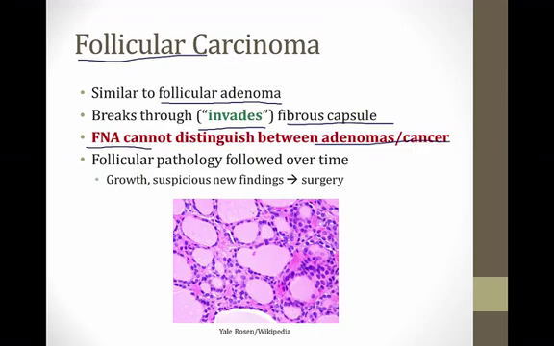So as I told you a few slides ago, if you do an FNA biopsy and you see the presence of follicles, like I've shown on the screen here, what you have to do in that case is follow the patient closely over time. If the nodule gets large and grows, or if it has suspicious findings like irregular borders, the patient is often referred to surgery out of concern that they may have developed a follicular carcinoma.